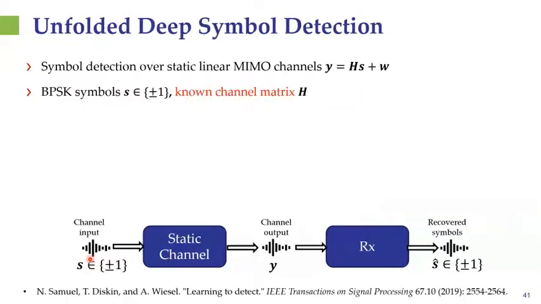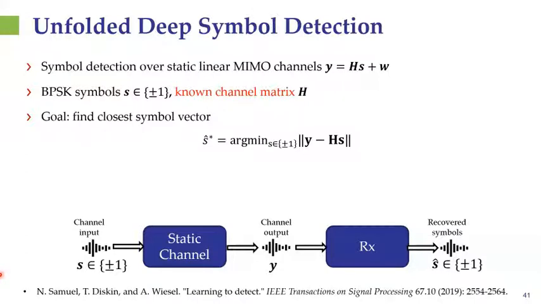Let's see an example. The example we will discuss here is the work of Samuel, Diskin and Wiesel, Learning to Detect. This architecture is called DetNet, and it's suitable for linear MIMO channels in which the channel output is given by some matrix times the channel input plus noise. Specifically, they consider the case where the channel inputs are BPSK symbols and the channel matrix is known. So note that we're already beginning with a case in which we know the model and we know the parameters.